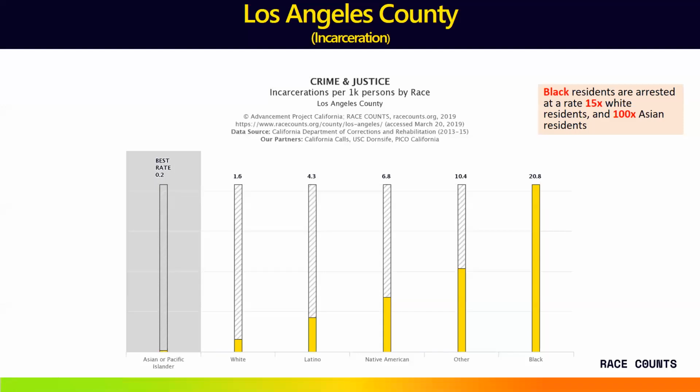We can go to our bar graphs to see what the racial breakdown looks like for this particular indicator. If we compare between races, we'll see that Black residents in LA are 15 times more likely to be incarcerated than whites and 100 times more likely than API residents to be incarcerated. I'll give you a moment to take a look at those percentages there. These rates are for 1,000 persons of the same race. In other words, for every 1,000 African Americans in Los Angeles, 20.8 are incarcerated compared to only 0.2 of Asian and Pacific Islanders for every 1,000 persons from that race.